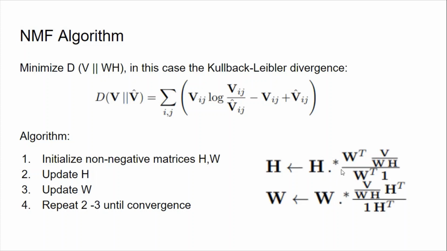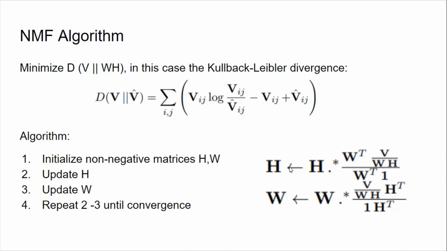And you can see here that you take the H matrix and do an element-wise multiplication of this product right here: the transpose of W multiplied by V divided by WH, and so on. These fraction bars also indicate element-wise division, and this 1 is just the matrix of 1s that has the same size as V. And you do that same thing with W. You just follow that, and eventually it converges.